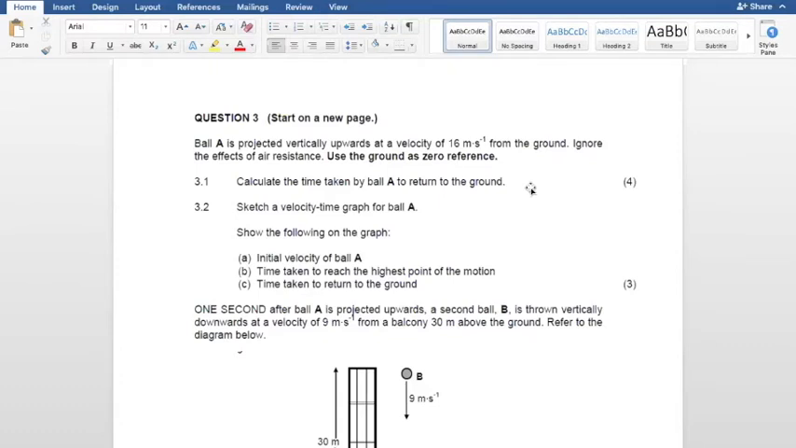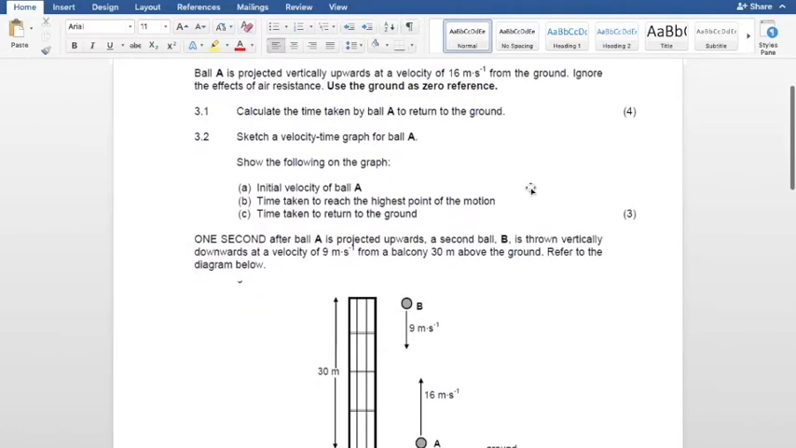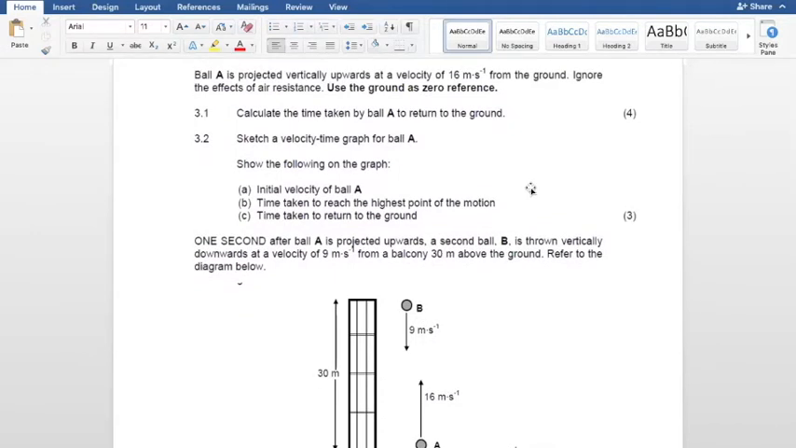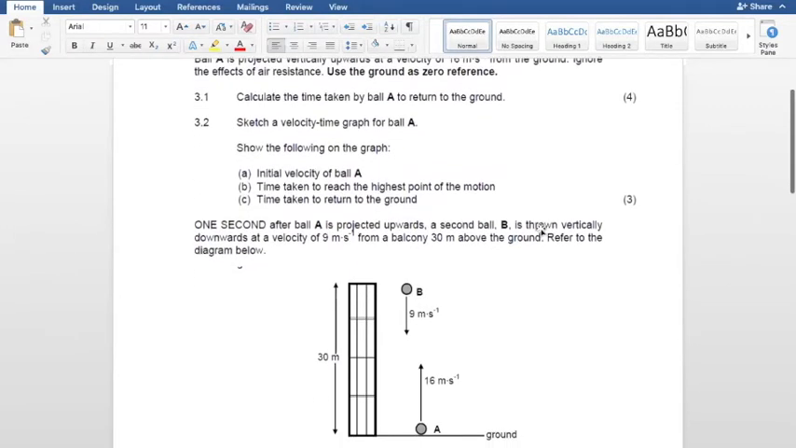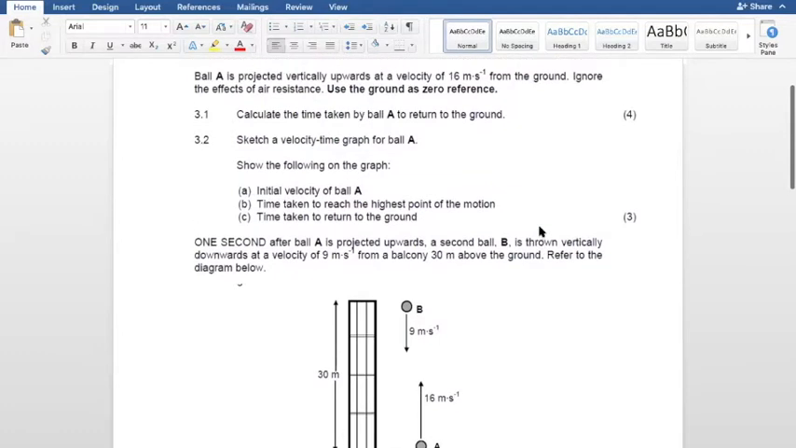Ball A is projected vertically upwards at a velocity of 16 meters per second from the ground. Ignore the effects of air resistance. Use the ground as a reference point. So we're using the ground as a reference point. Ball A is thrown upwards at a velocity of 16 meters per second, and ball B is dropped at 9 meters per second. Calculate the time taken by ball A to reach the ground.